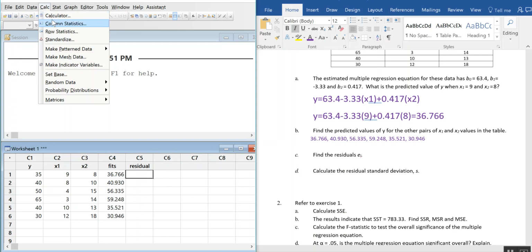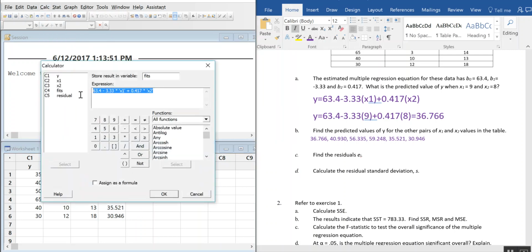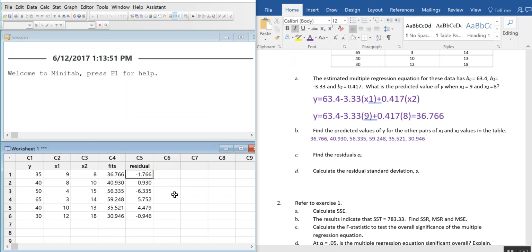And then I'm going to calculate my residuals using the Calc menu. So I'm going to go up to Calc, and then over to Calculator, and I want to store this in residual, so I have to change where I'm storing it to the correct column. And then residual, remember, is your actual value minus your predicted, which is what we called the fits in Minitab, and that's going to produce the correct column for me. And there's my column of information. So we should copy that and paste it over here.